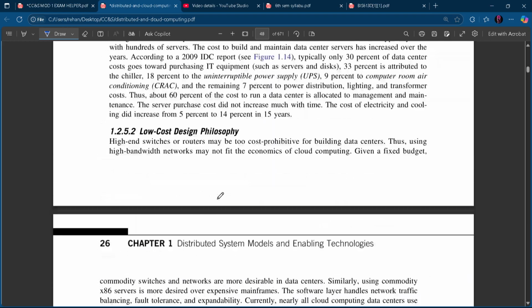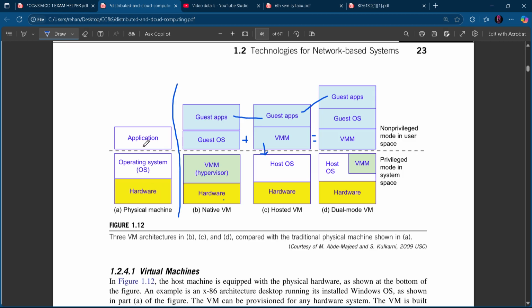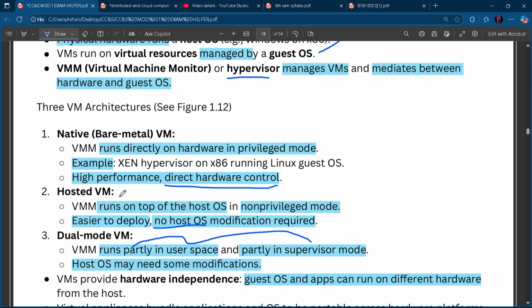Let me just show you. If you can see here, this is a physical machine with a normal application. You have three virtual architectures. Here everything is handled by the hardware itself. In privileged mode and non-privileged mode, all the guest applications and guest OS are accessed. Here no modifications can be done, but it has a host. You see high performance, direct hardware control for native. Hosted runs on top of the host OS in non-privileged mode.